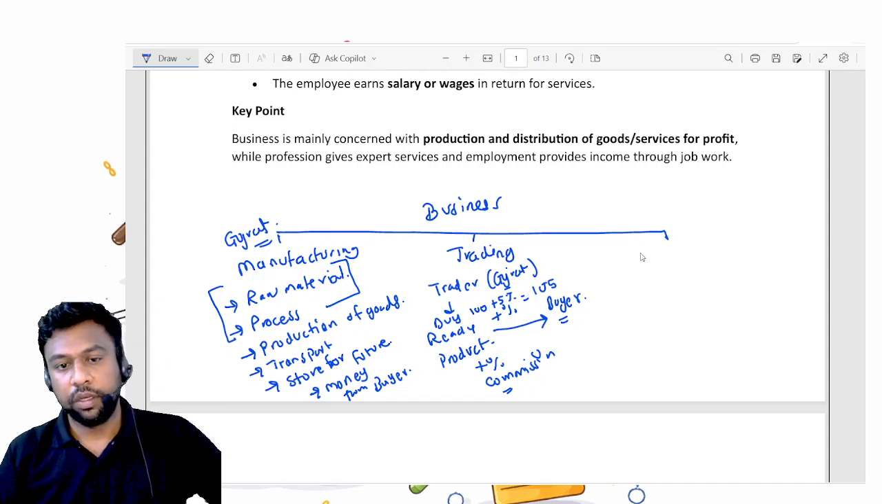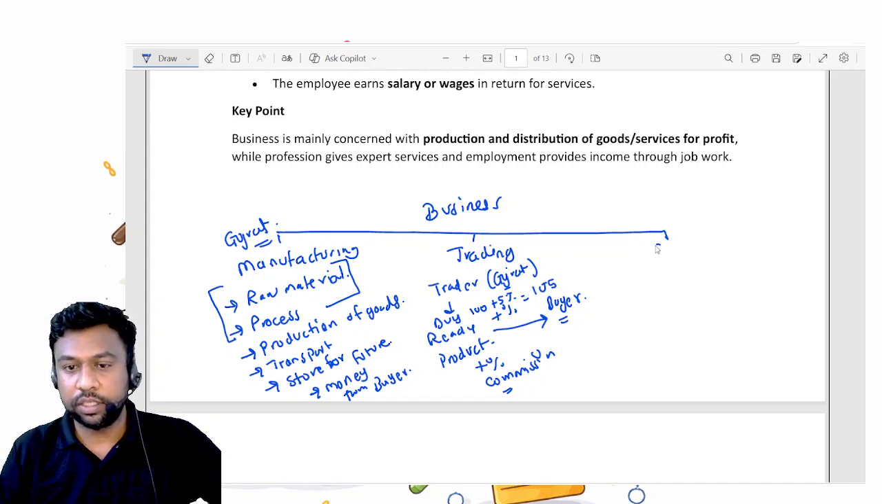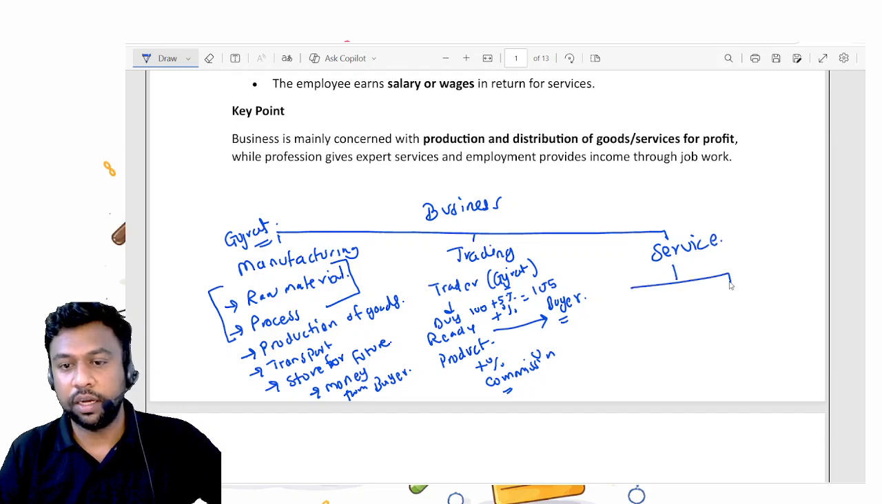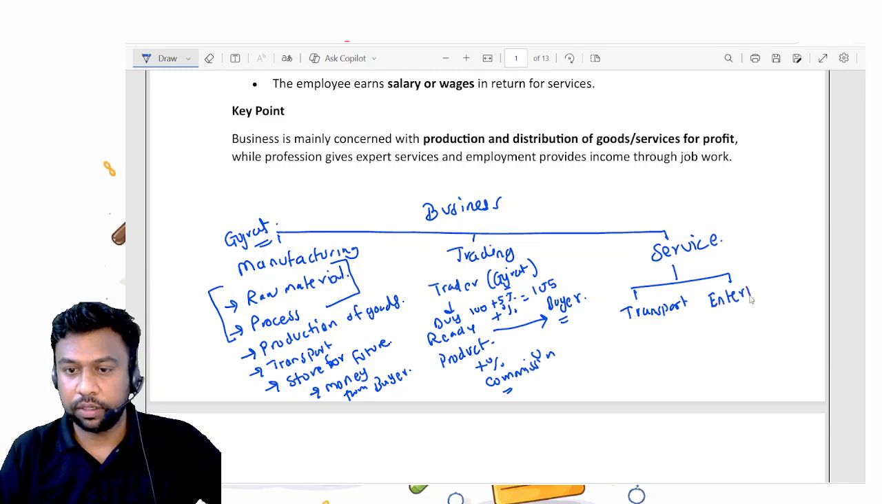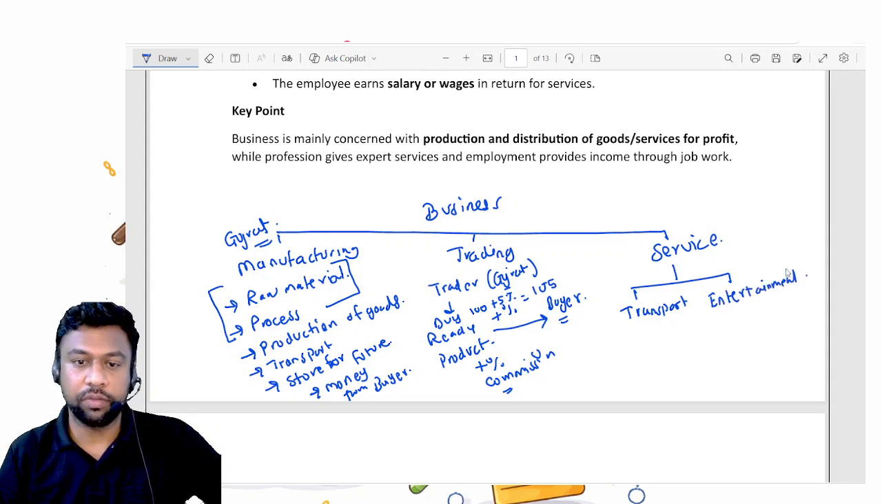Fine. Then third is your service industry. Services are like transport, which is one of the services. Then entertainment is also one of the services. This we will see in detail. So these are the three broad categories of business.